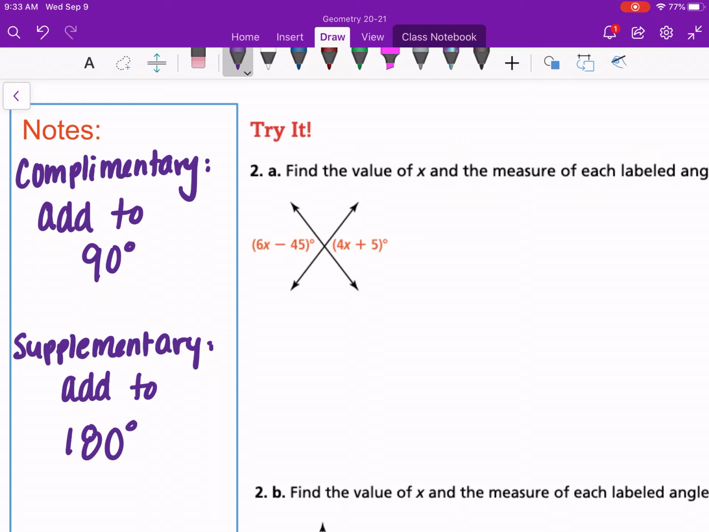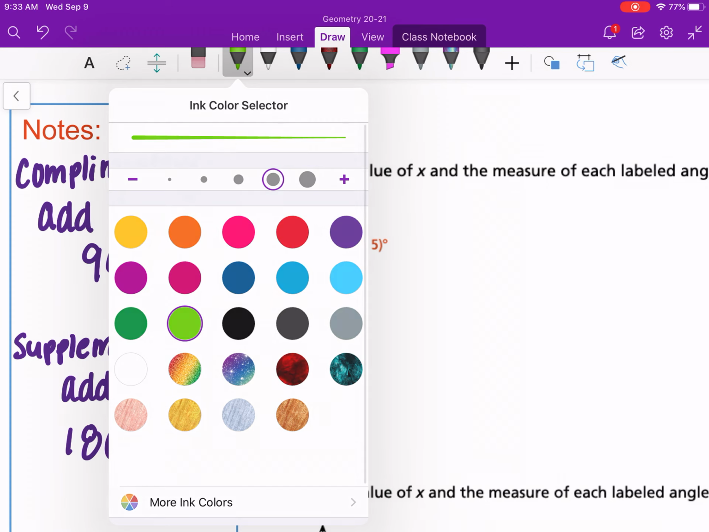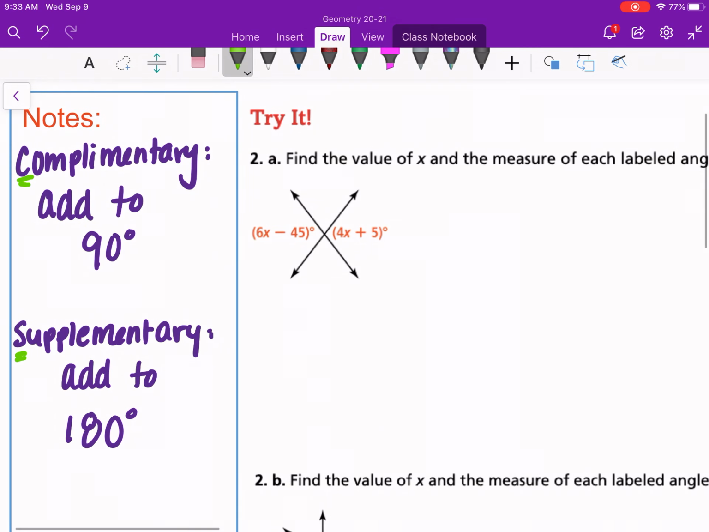So remember, like people say it's a compliment to look younger than you actually are. So think that 90 is less than 180. It's a compliment to be younger. So go for the smaller number. You can also think alphabetically. C comes before S and 90 comes before 180. So the alphabetical order and the numerical order go together. Those are good ways of thinking about it. So if angles are complementary, they add to 90 degrees. If they are supplementary, they add to 180.